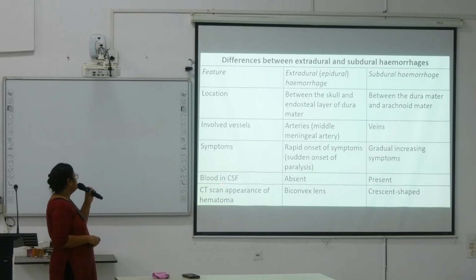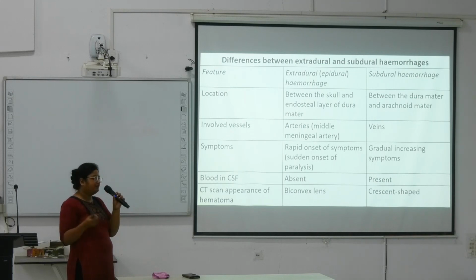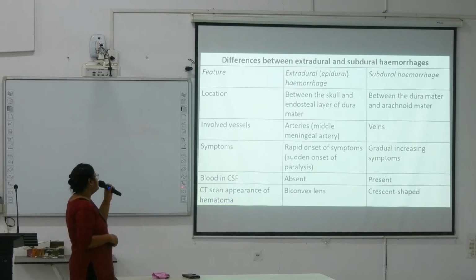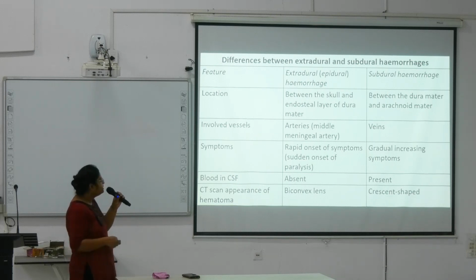Okay. Now blood in the CSF is absent in extradural hemorrhage because it is lying outside the dura mater. Here it is present in subdural hemorrhage, because it is very near to the arachnoid mater and it may enter into the subarachnoid space. In the subarachnoid space CSF is lying. Now CT scan appearance of the hematoma: it appears as biconvex lens type. Okay? Biconvex. That you have to remember when reading the CT plate. Okay? And in subdural hemorrhage, it is crescent shaped. Okay?